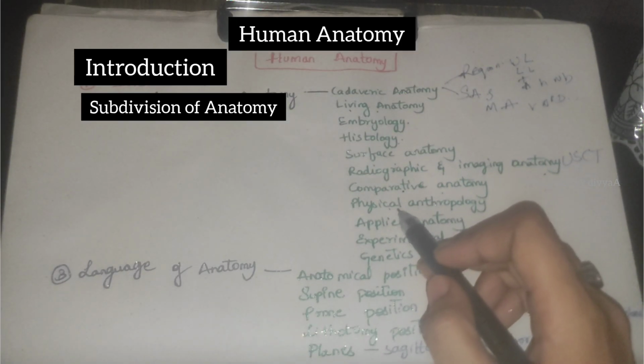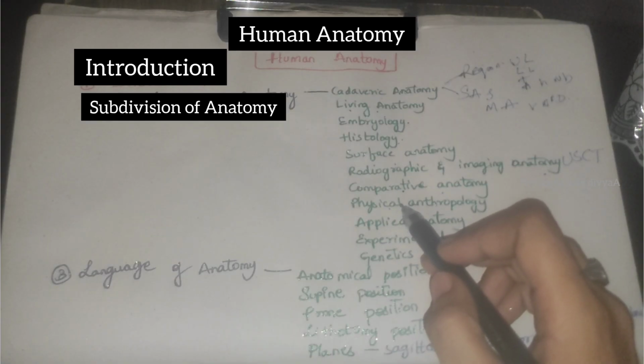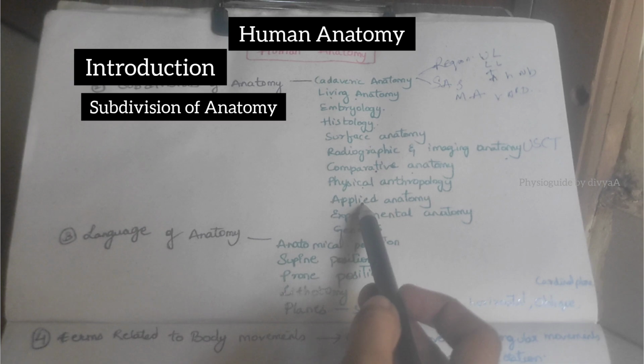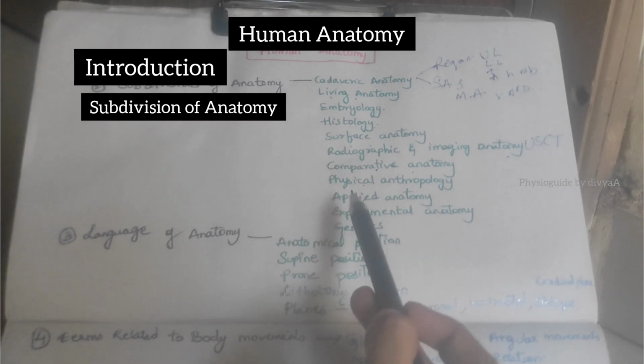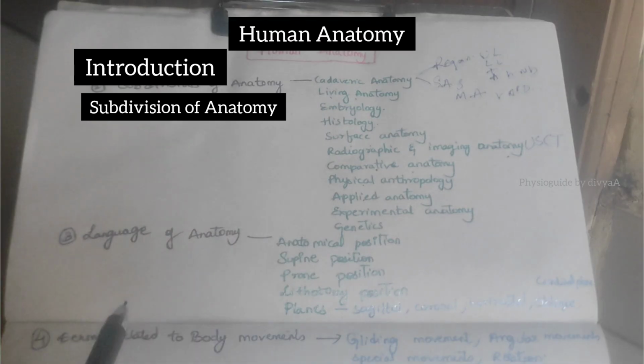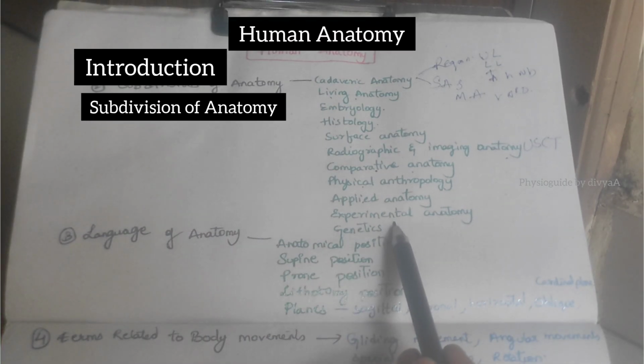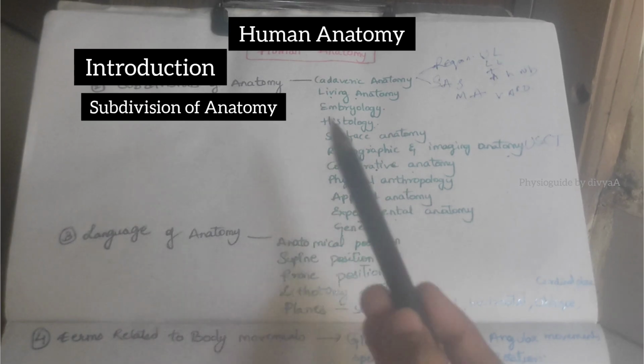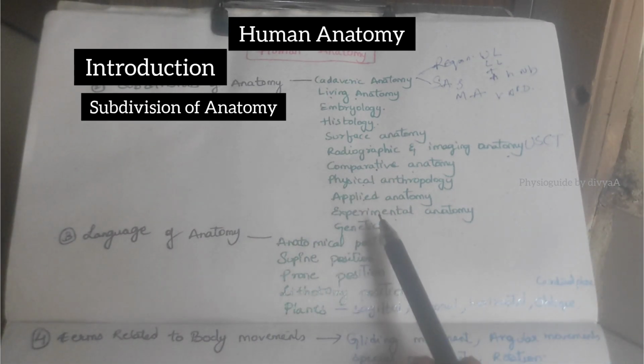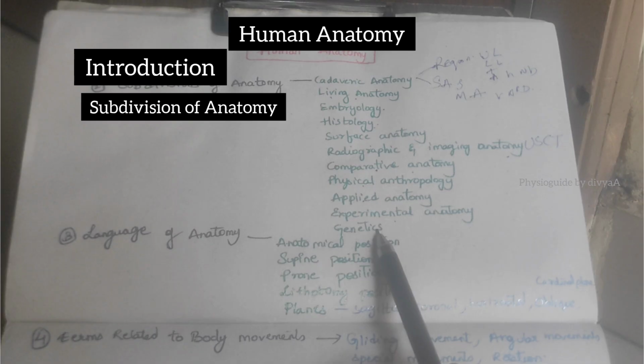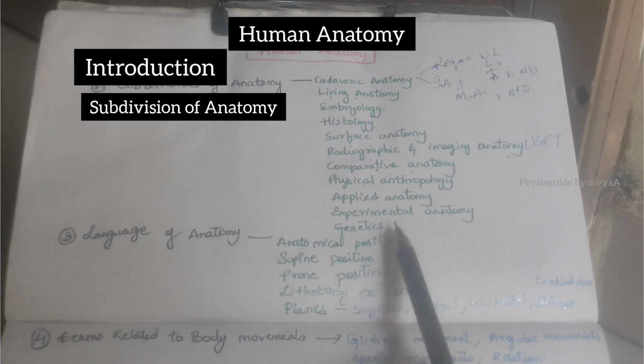Next one is the physical anthropology. It deals with the external features and measurements of different races and groups of people. Next one is the applied anatomy. This deals with the application of the anatomical knowledge to medical and surgical practice. Next one, experimental anatomy, is the study of the factors which influence and determine the form, structure, function of different parts of the body. Next is genetics, which deals with the study of information present in the chromosome.